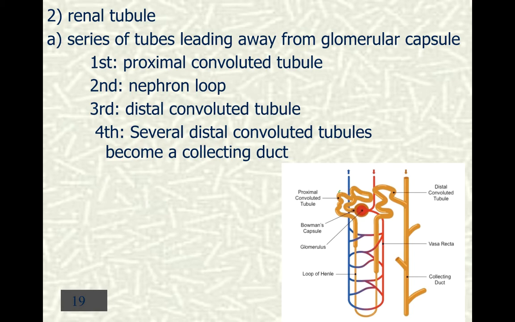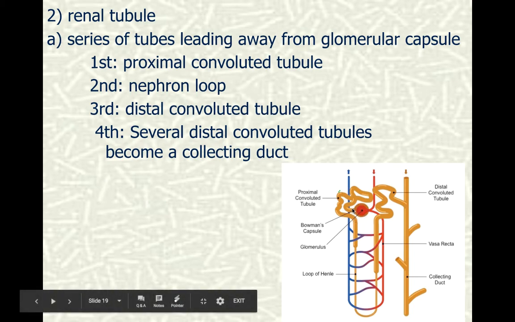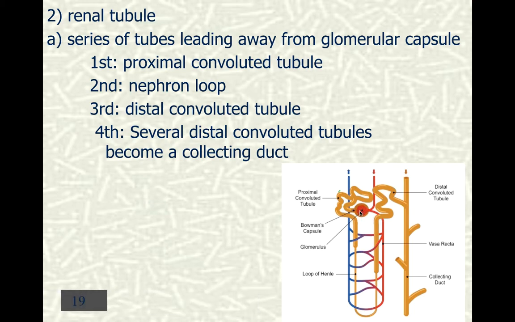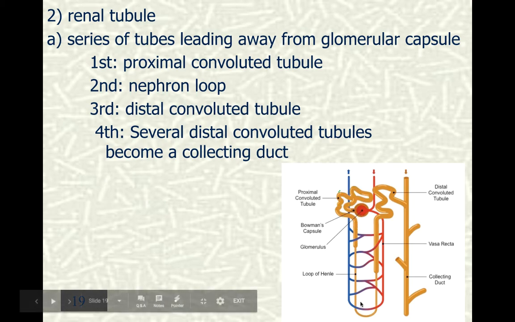So we've got two basic parts to this network here of a nephron. We've got the glomerulus and Bowman's capsule together, known as the renal corpuscle. Then we have all the renal tubules, which have four parts: proximal convoluted tube, nephron loop, distal convoluted tube, and the collecting duct.